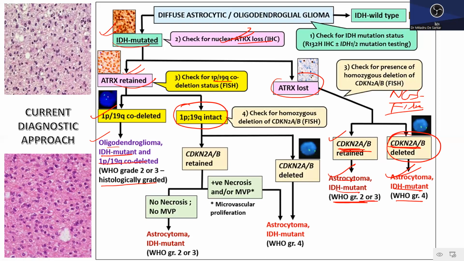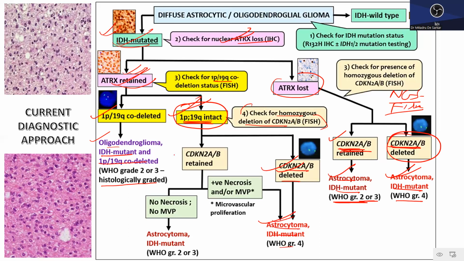For those cases which are IDH mutated, ATRX retained, but with 1p19q intact, that is, there is no co-deletion, this also goes in with the uncommon family of astrocytoma IDH mutated cases. In these cases also, you will have to consider checking for a homozygous deletion of the CDKN2A, 2B locus. And if you have a deletion of CDKN2A, 2B, obviously you have a diagnosis of astrocytoma IDH mutant grade 4.